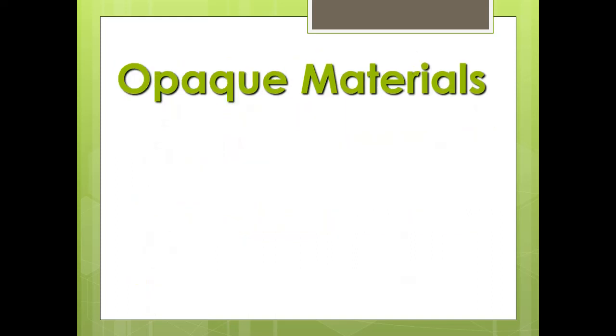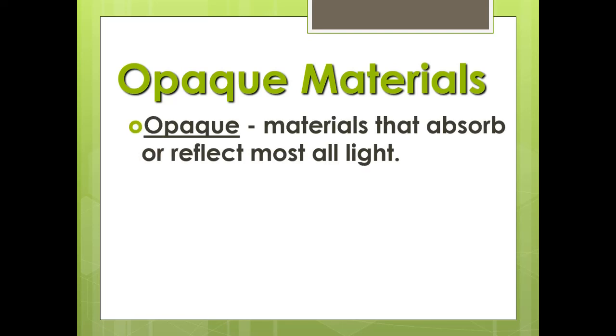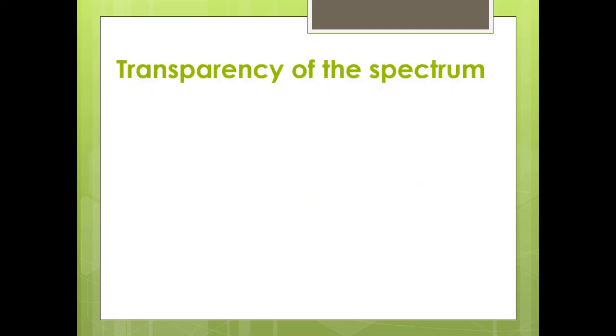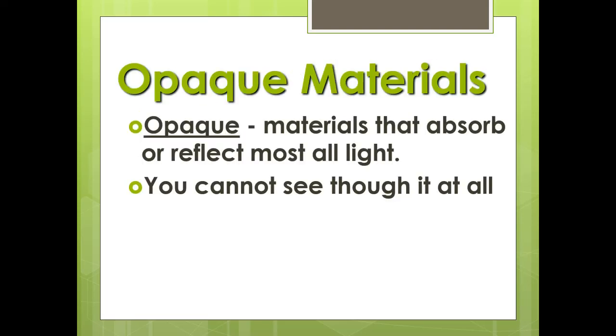The last kind of material that we're dealing with here are opaque materials. Opaque materials basically block all of the light, either by absorbing or reflecting it off in different directions, but they do not allow the light to pass through. You can't see through it in any way, shape. You cannot see through opaque materials at all.